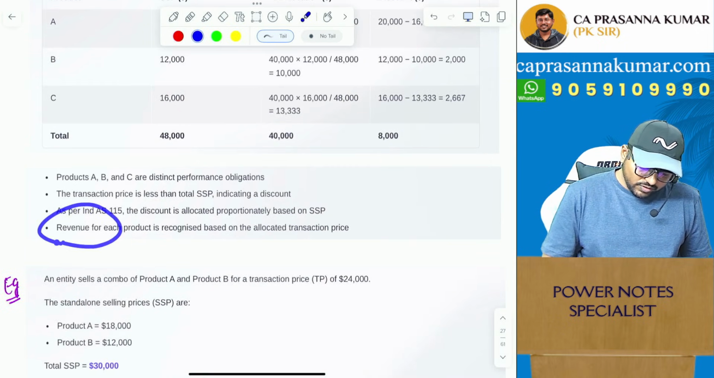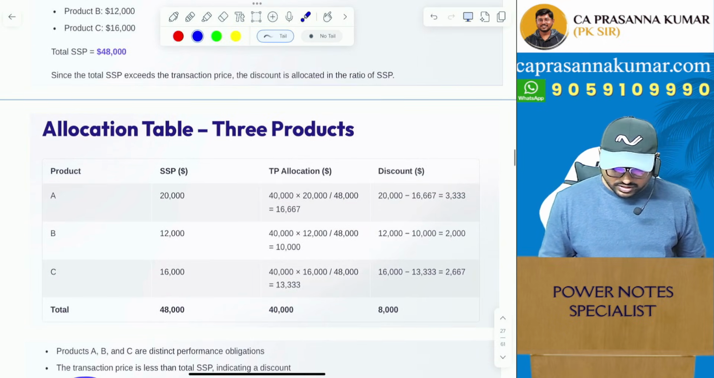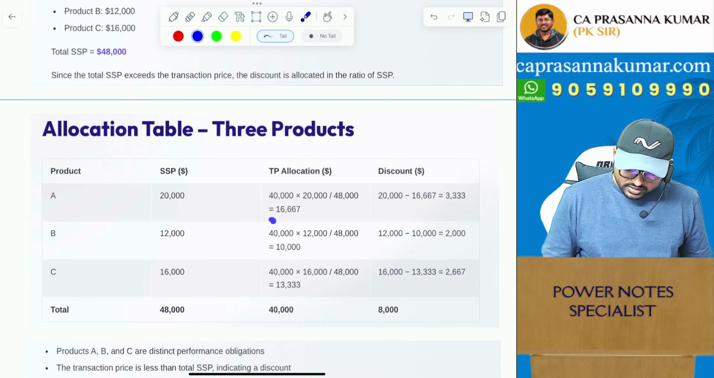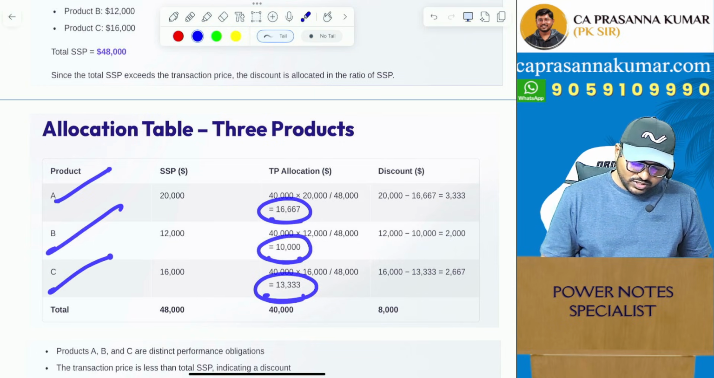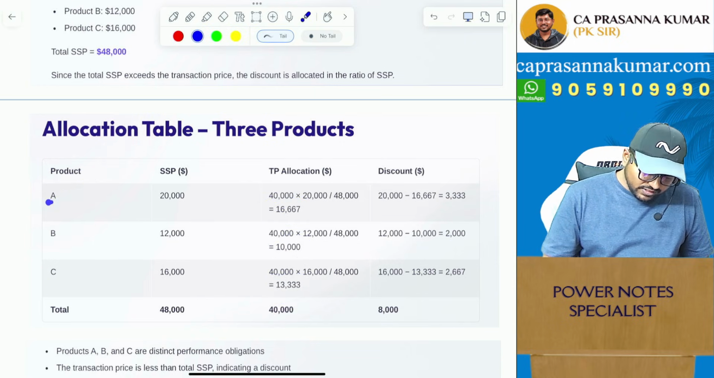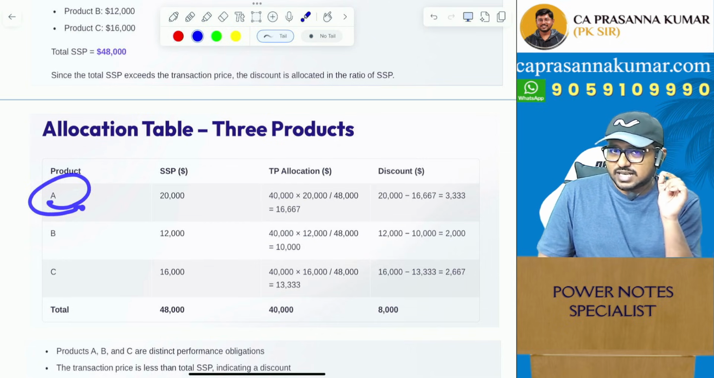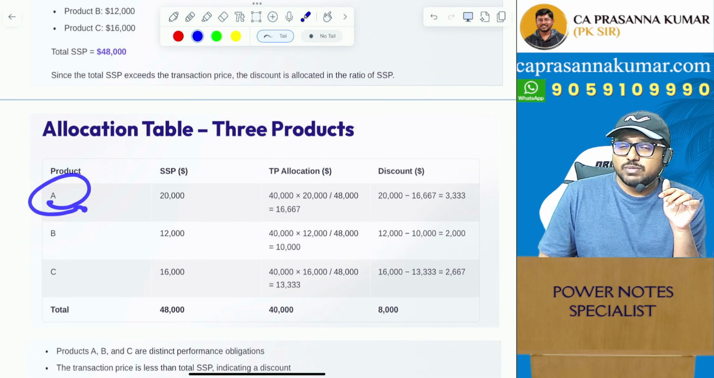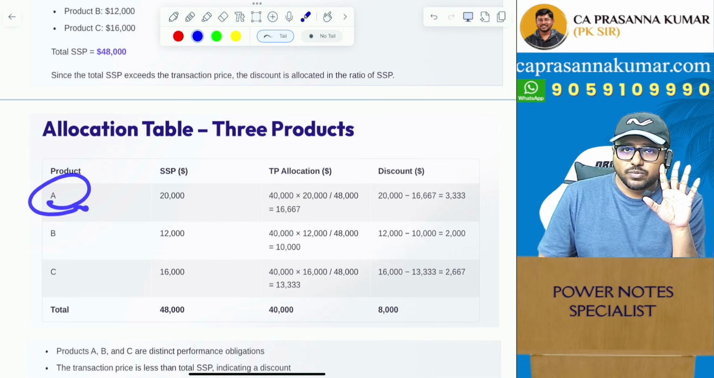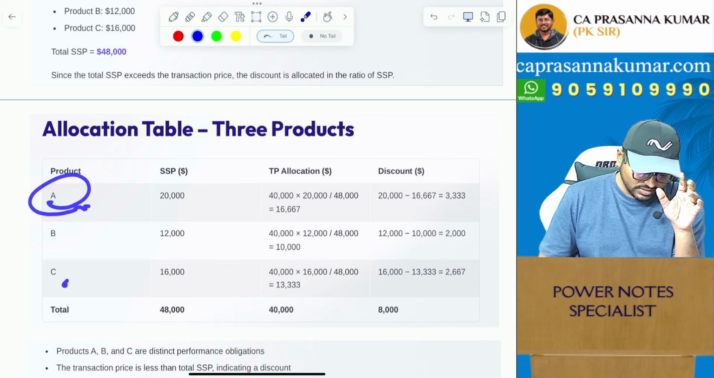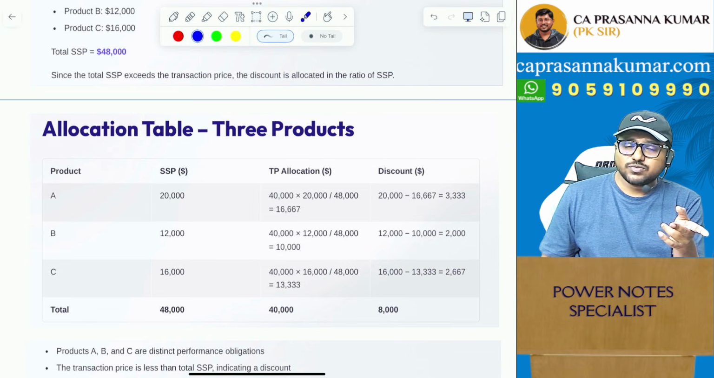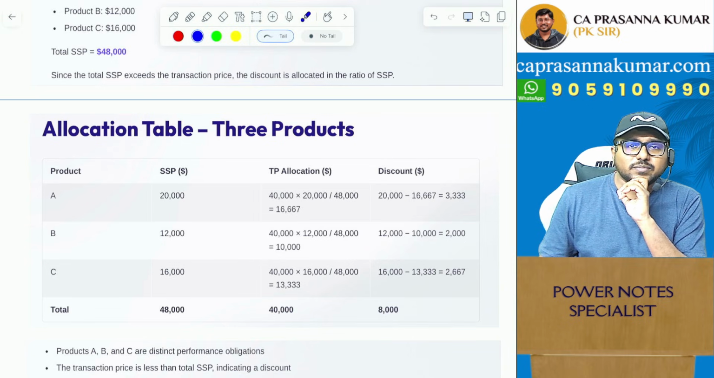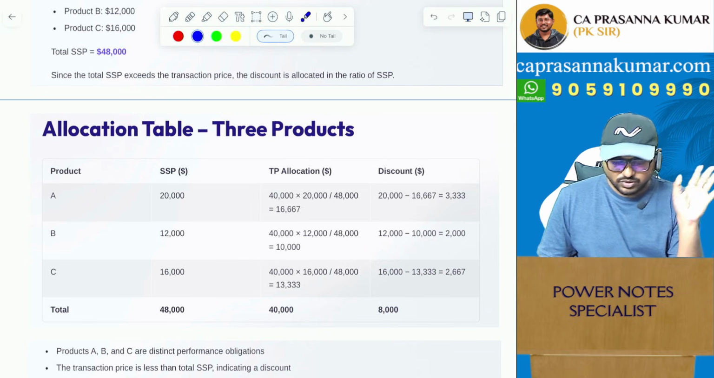So revenue for each product is recognized based on allocated transaction price. Now you have allocated 16,667, 10,000, 13,333 for these POs. Now you wait for the PO to get completed. PO must be satisfied. When will the PO be satisfied? When there is a transfer of control. In this case, all the 3 are goods. So on transfer of control of goods, the PO is satisfied. Then what will happen eventually? Revenue will be recognized. Simple logic.